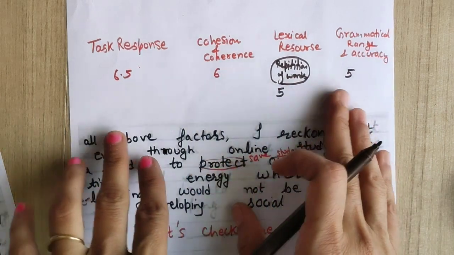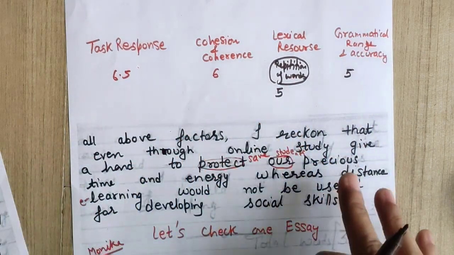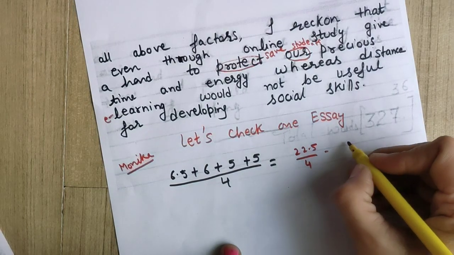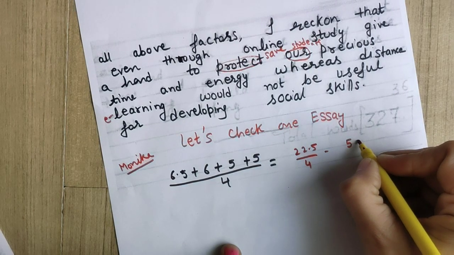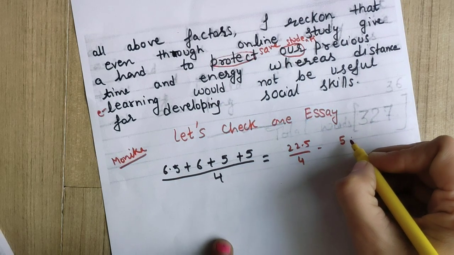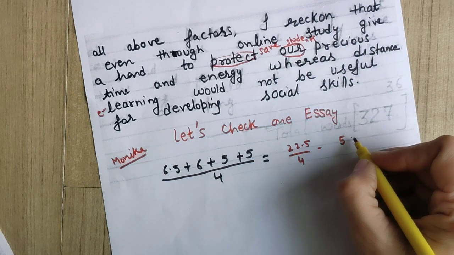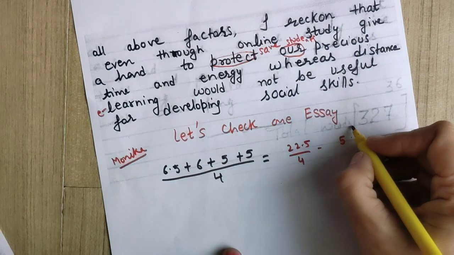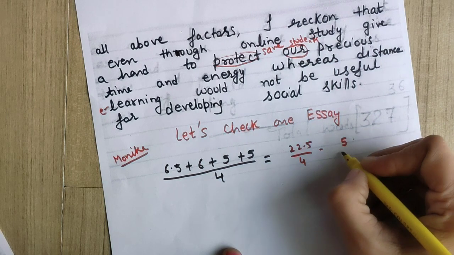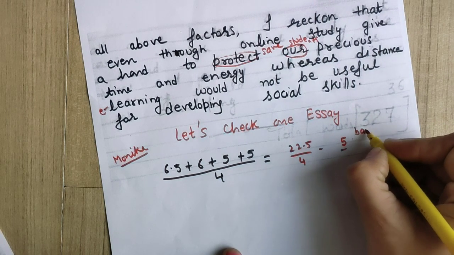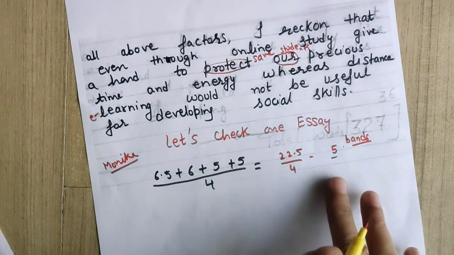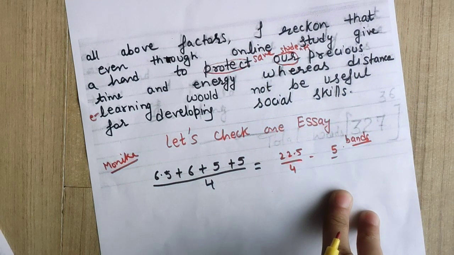So you can add up the marks, and her total band is around 5, or a little bit more, 5.15 or 5 point something like that. I can just give this essay 5 bands only. That's the way I check my students' essays.